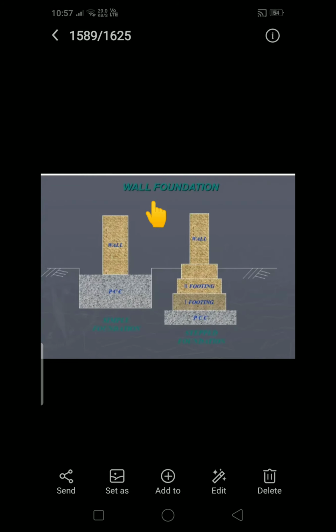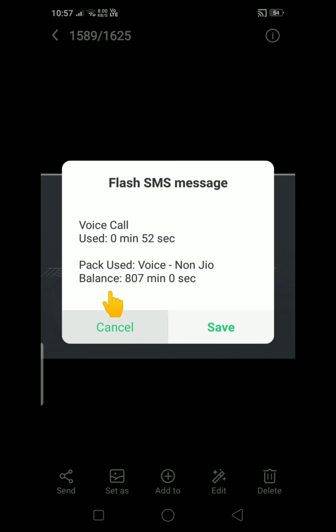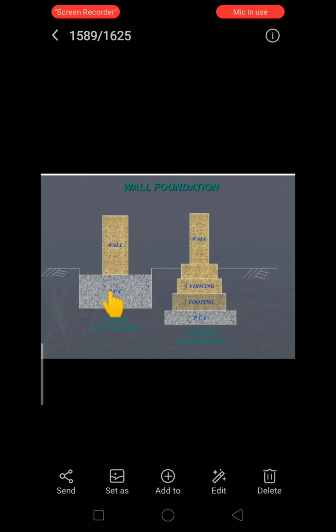Here, first at a required depth, we are going to place the PCC. It's plain cement concrete, it doesn't contain reinforcement. Plain cement concrete means it contains coarse aggregate, fine aggregate, cement and water. A mixture of these four we are going to place here, so it is called PCC, plain cement concrete. After that, over this bed we are going to construct the wall. This is the simple wall foundation, and here this is the stepped wall foundation.